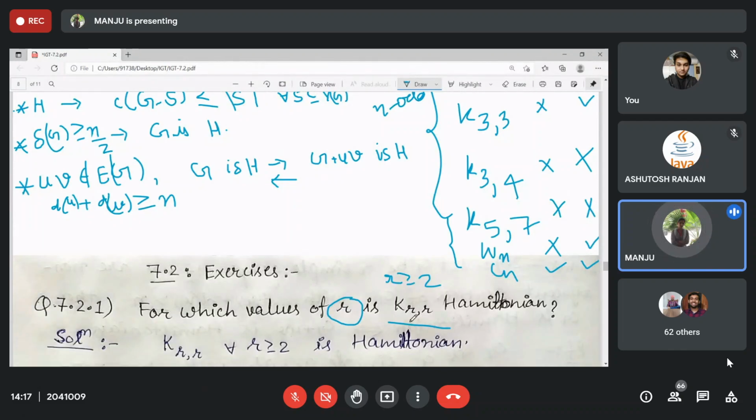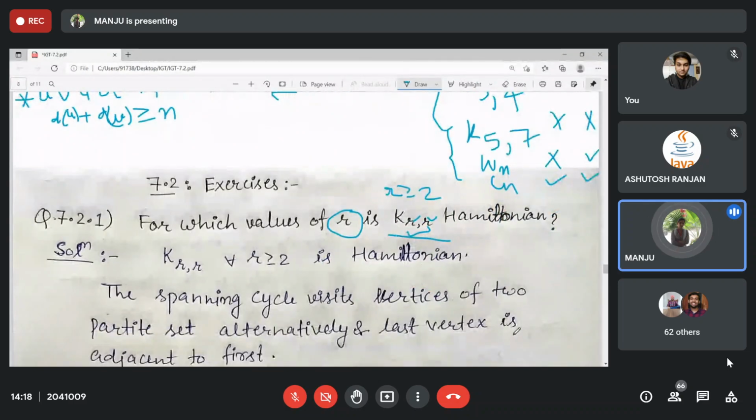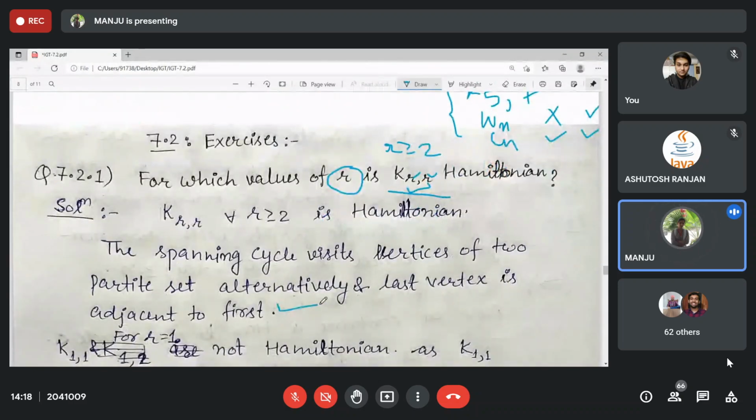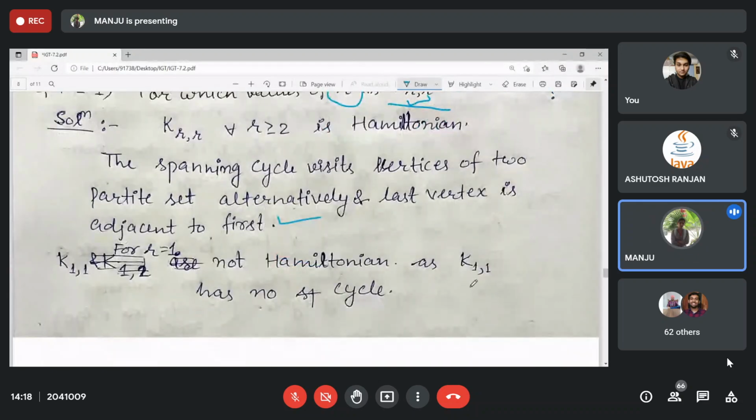And why is it so? Why is KRS with R equal to S for this one? That means both have to be equal. Whenever a cycle visits all the vertices, it alternately visits both bipartite sets, and this can happen only if both are the same, right? It visits the same number of vertices from each. K11 has no cycle.